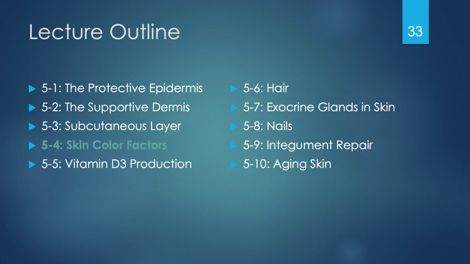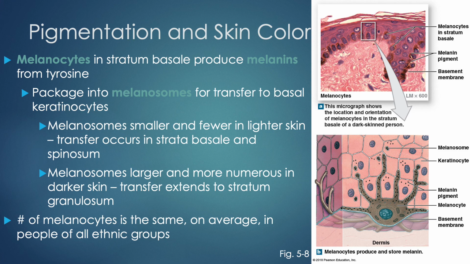Section 5-4, Skin Color Factors. Two pigments play a role in determining our skin color, both melanin and keratin. Now, keratin has a role to play, but it's minor compared to that of melanin. Melanin is the primary pigment that determines our skin color. And it happens by melanocytes, which are the cells that produce melanin, and they are located in the stratum basale, right at the very bottom of our epidermis.